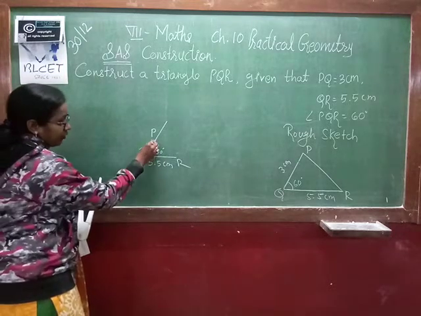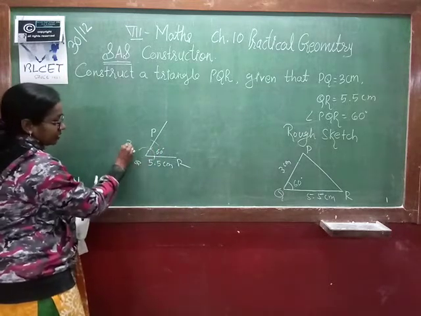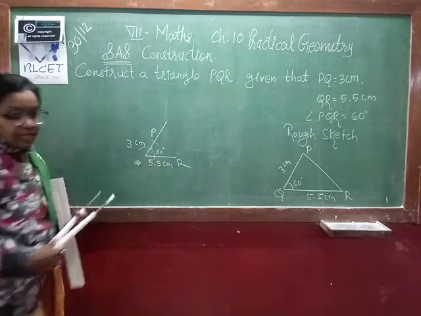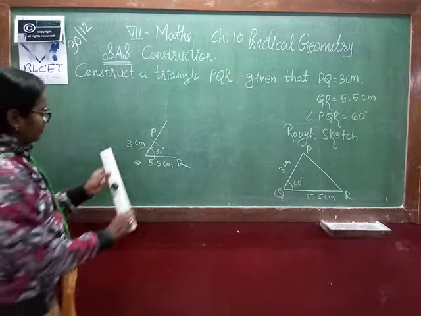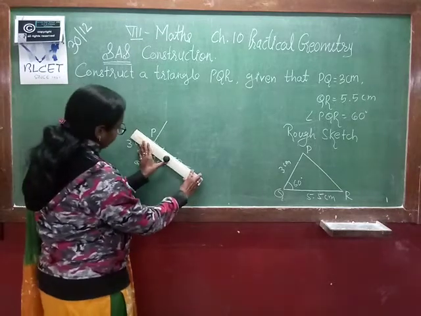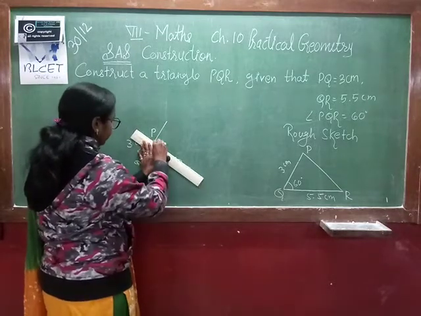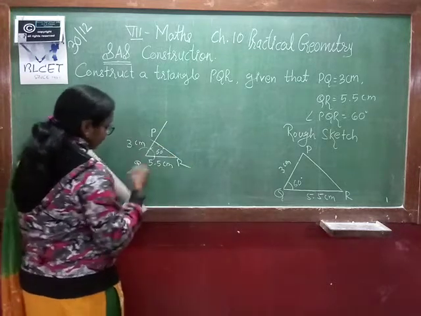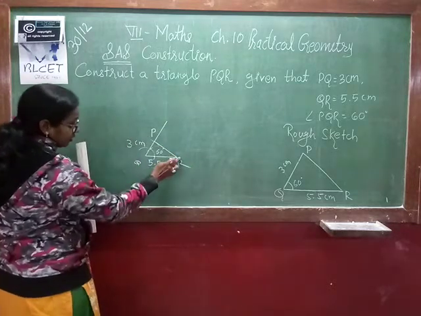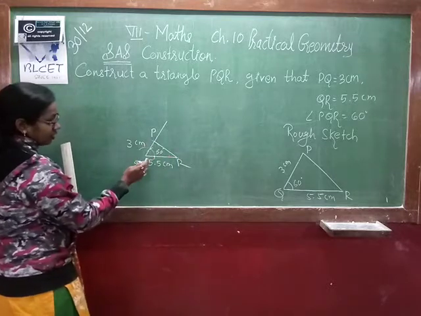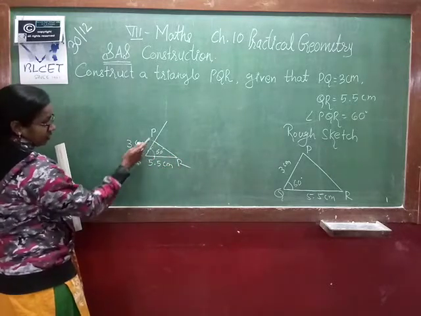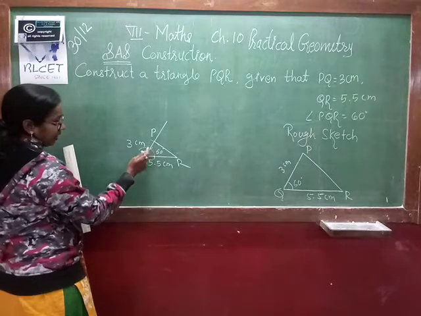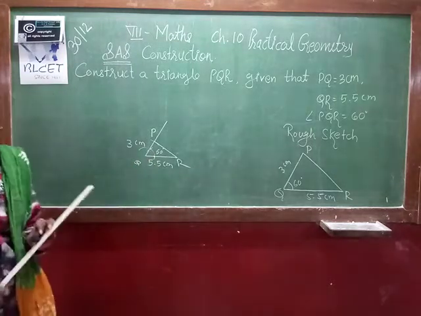Now what you have to do? Already PQ is joined, of 3 cm. Now this point you have to join with R. So it will give you PR. So just join these 2 points. Okay, so this is your construction PQR, in which PQ is 3 cm, QR is 5.5 cm, and the measure of angle Q is 60 degree.